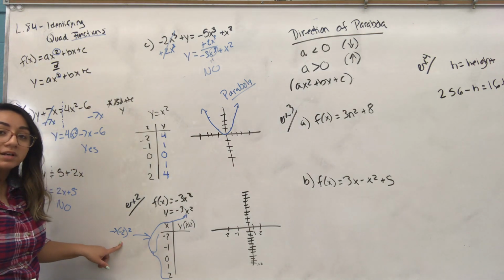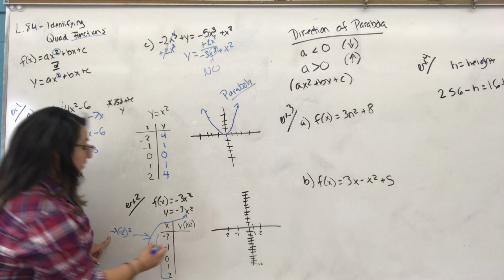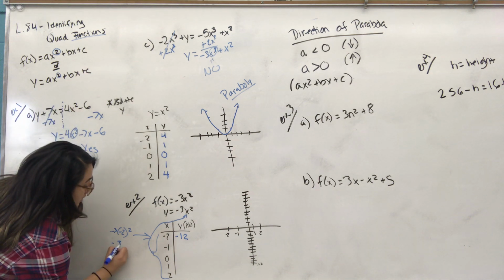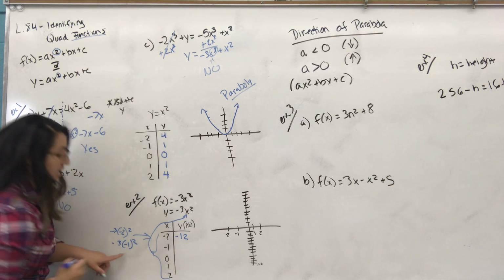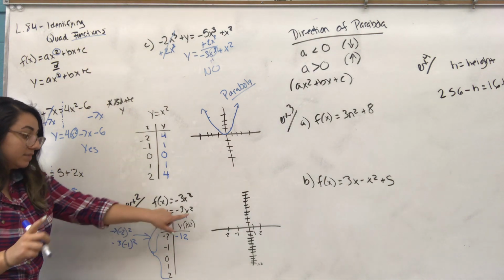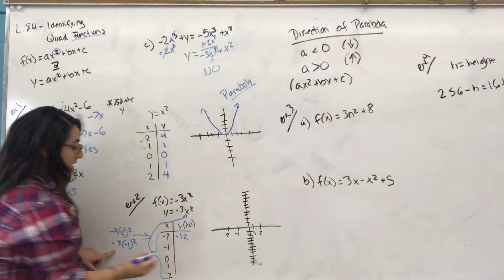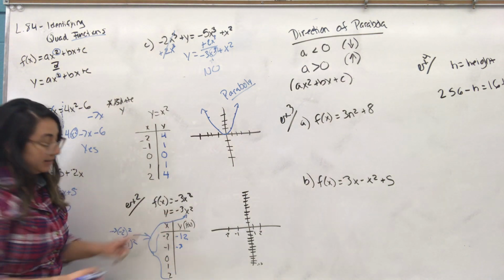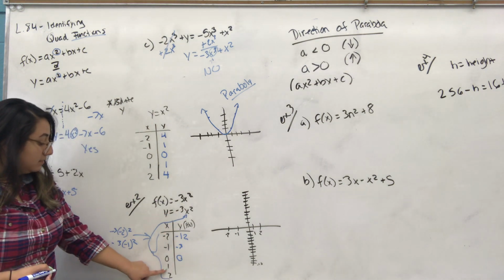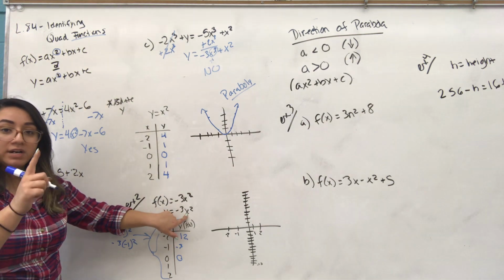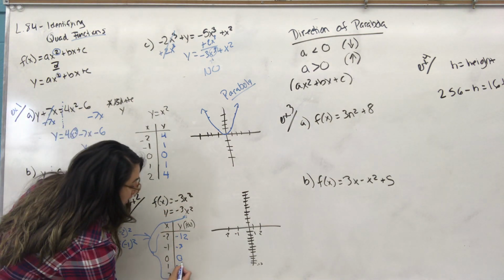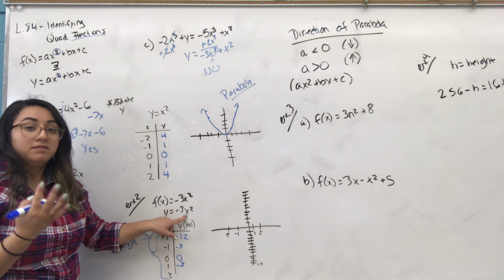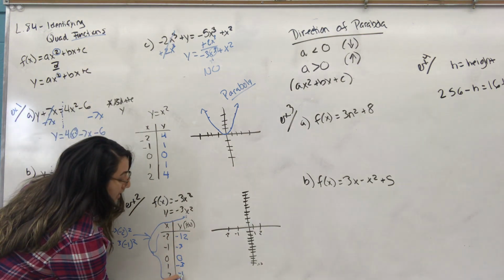Negative 2 squared is 4. 4 times negative 3 is negative 12. Now next one, negative 3 times x squared, we have a negative 1. Negative 1 squared is 1, times negative 3 is negative 3. 0 squared is 0, times negative 3 is still 0. 1 squared is 1. 1 times negative 3 gives you negative 3. And now 2 squared is 4. 4 times negative 3, and you get a negative 12.